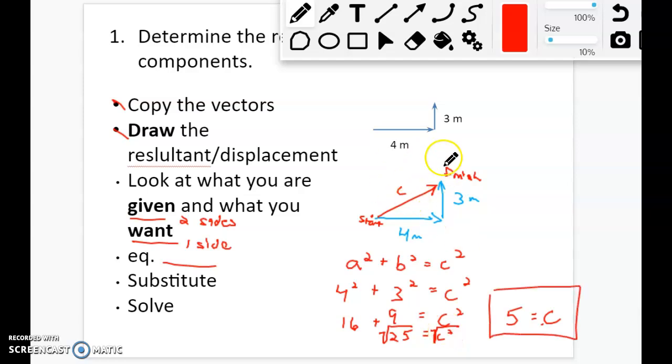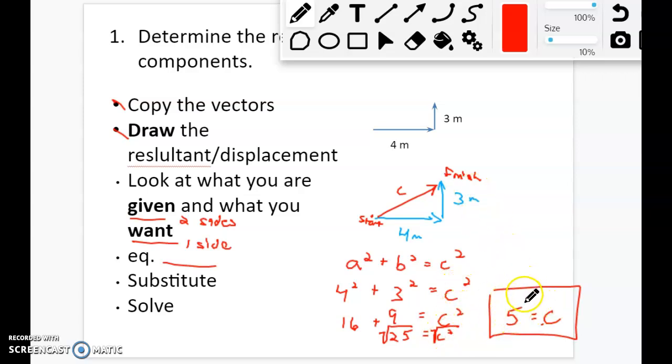I worked through, I drew my resultant. I found that I had 2 sides of the triangle. I'm missing the third. That's why I'm using a squared plus b squared equals c squared. And I run through and put in my values of a and b. I'm solving for c. I get this.